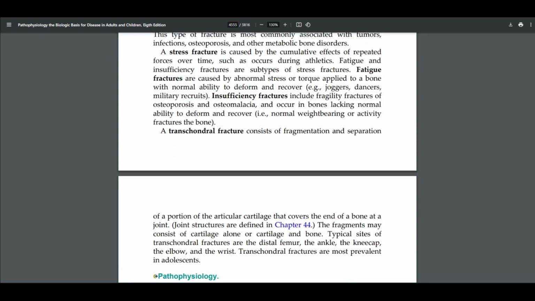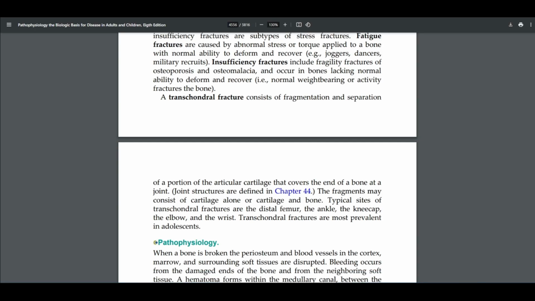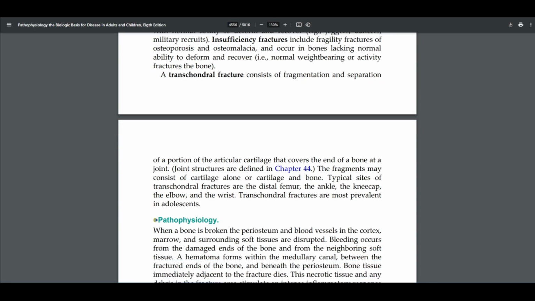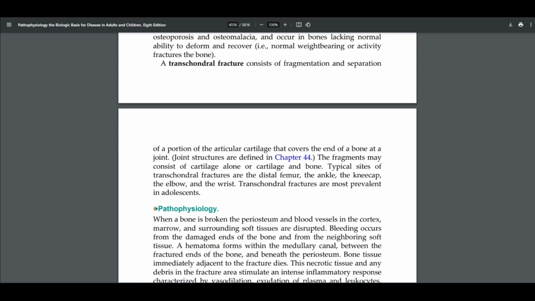A transchondral fracture consists of fragmentation and separation of a portion of the articular cartilage that covers the end of a bone at a joint. The fragments may consist of cartilage alone or cartilage and bone. Typical sites of transchondral fractures are the distal femur, the ankle, the kneecap, the elbow, and the wrist. Transchondral fractures are the most prevalent in adolescents.